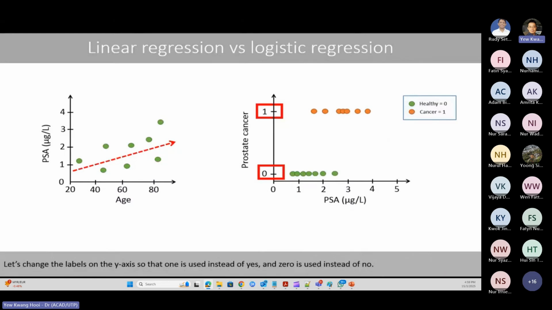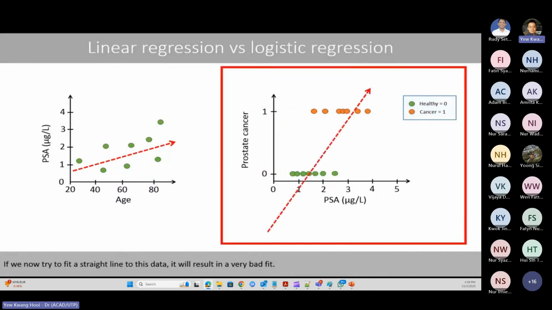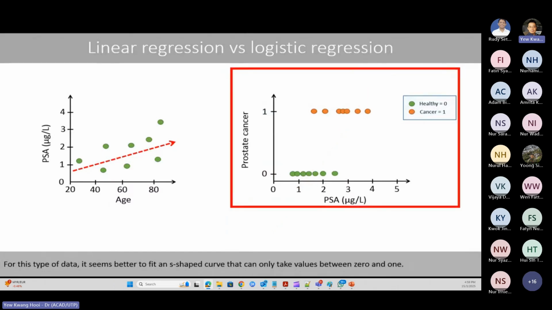Let's change the labels on the y-axis so that 1 is used instead of yes and 0 is used instead of no. If you now try to fit a straight line to this data, it will result in a very bad fit. You see, this red line wouldn't work for this type of data. It seems better to fit an S-shaped curve that can only take values between 0 and 1.